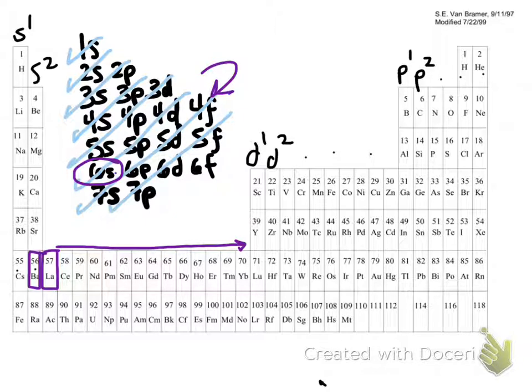Wow, that's cool. Remember how the d's are always lagging, so we fill 4s and then 3d, and then 4p, 5s, 4d? Well, the f's are actually filling two orbitals behind, and you'll notice that we go from 6s to 4f, and 7s to 5f. Whoa, how cool is that?